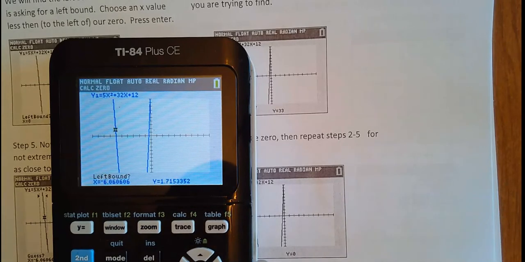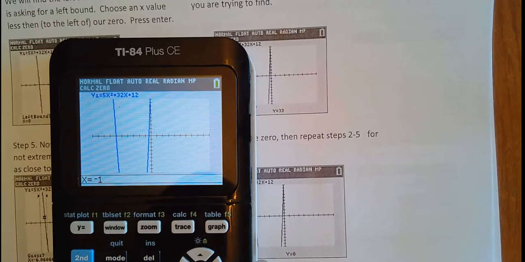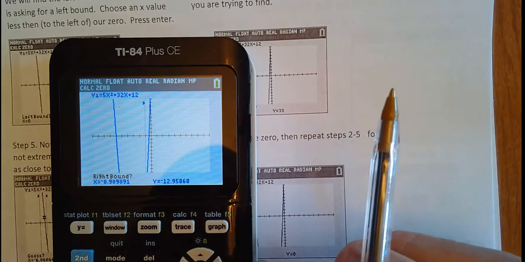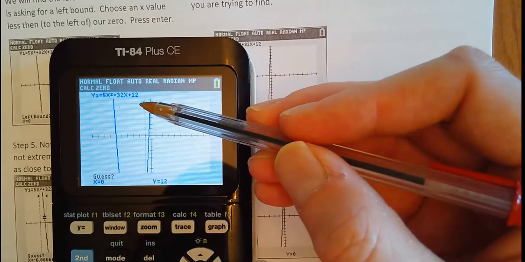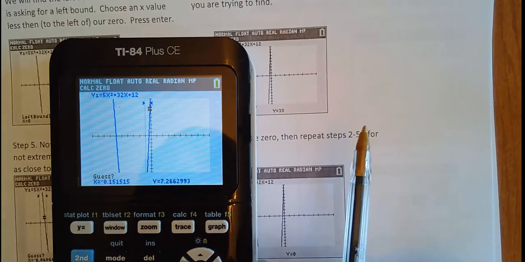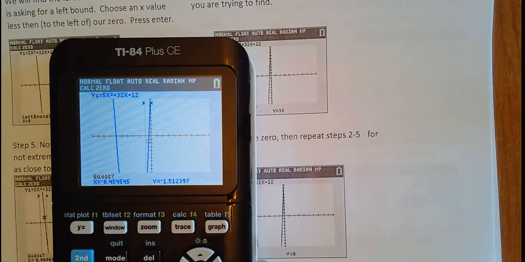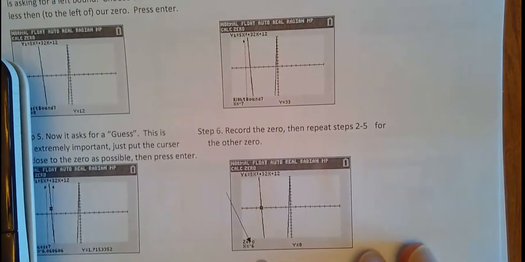Go to 0. Now for a left bound here, I'm going to come over. You actually type numbers in too. I know that -1 is to the left of it, so I could just type in -1 and hit enter. That's a kind of a faster way. When it says right bound, you could scroll to the right, or I know 0 is to the right of it. I could just type in 0 and hit enter. So I'm telling the calculator, check between -1 and 0. Somewhere in there is a 0. It says, can you give it a guess? Well, this is the closest I can get. Hit enter a third time. It tells me that y equals 0 and x is -0.4. So there's my other solution.